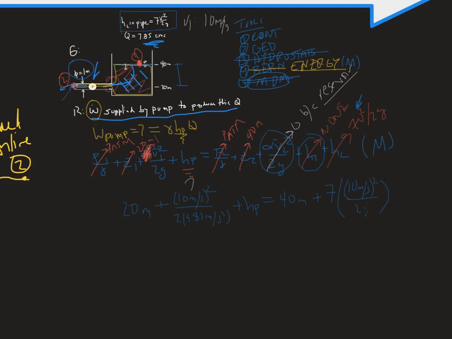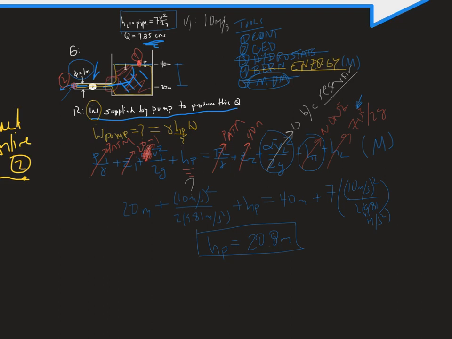Okay, so we can do that, kind of. 9.81 meters per second squared. Okay, so we plug all the numbers in, we get HP equals 20.8 meters. Okay, so the pump is adding 20 meters of head to the flow, which is pretty cool.